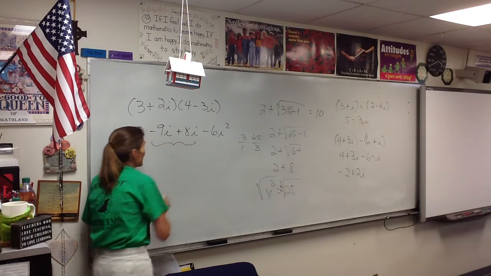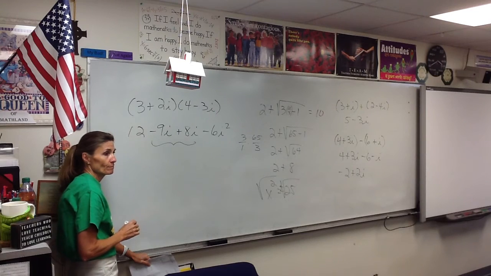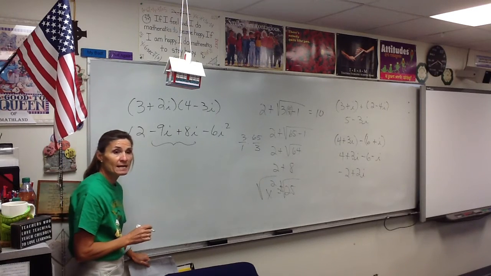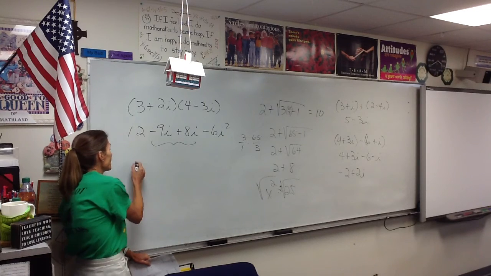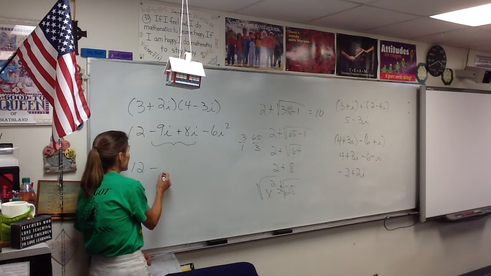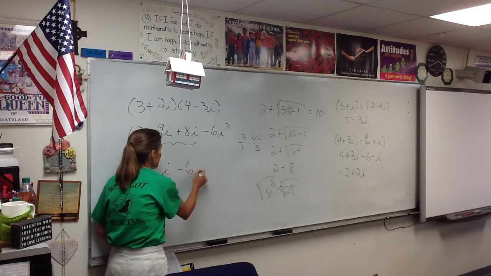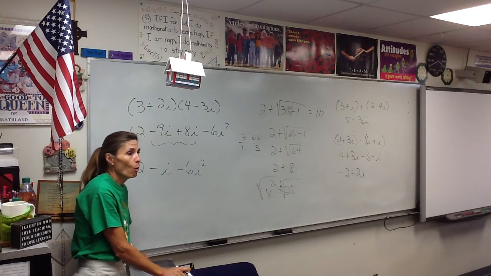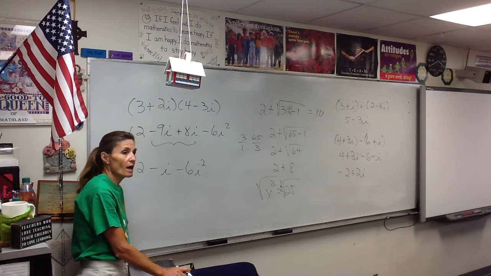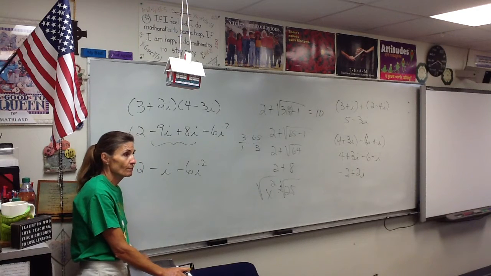Can these two be added together? Yes. They're both plain i's. They can be added together. So we have 12 minus i minus 6i squared. Now someone impress me. What do I do with i squared?